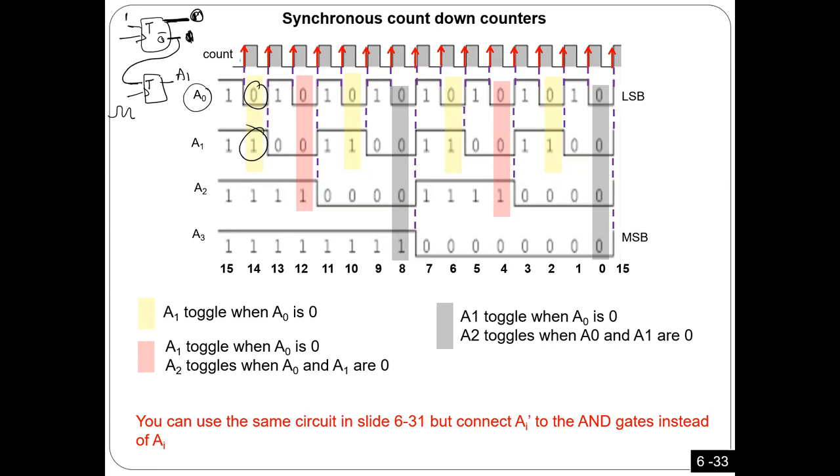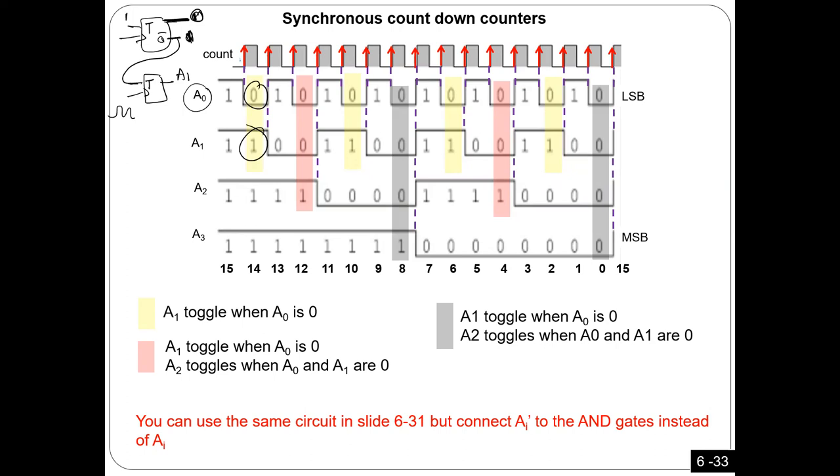Because when I connect this one to Q, this one is going to toggle when this one is one. And this was the observation for count up. But for count down here, I'm going to connect it to Q prime. Okay? Let's look at the other cases.